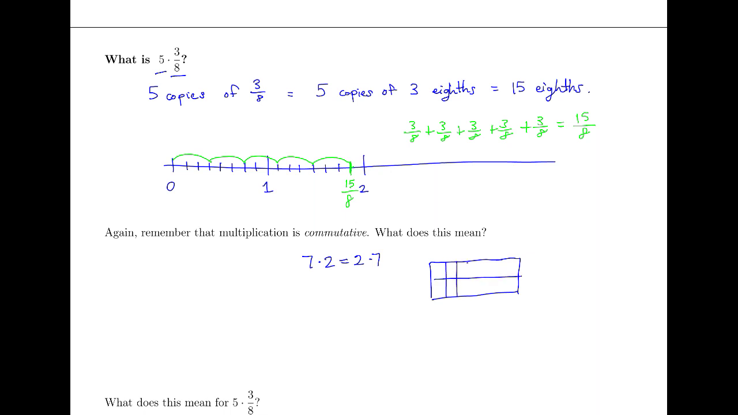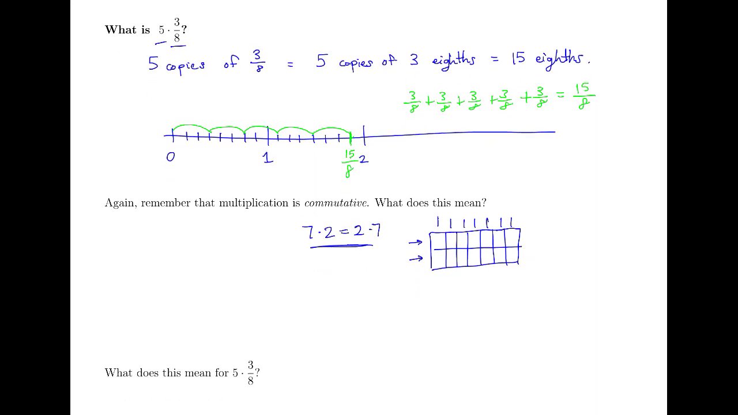1, 2, 3, 4. So we have 7 plus 7 here, looking at rows, or looking at columns, we have 2 plus 2 plus 2 plus 2 plus 2 plus 2 plus 2. Okay? So arranging things in an array, we can actually see 7 groups of 2 or 2 groups of 7. That shows the commutativity of multiplication. But so what does this mean for 5 times 3/8?